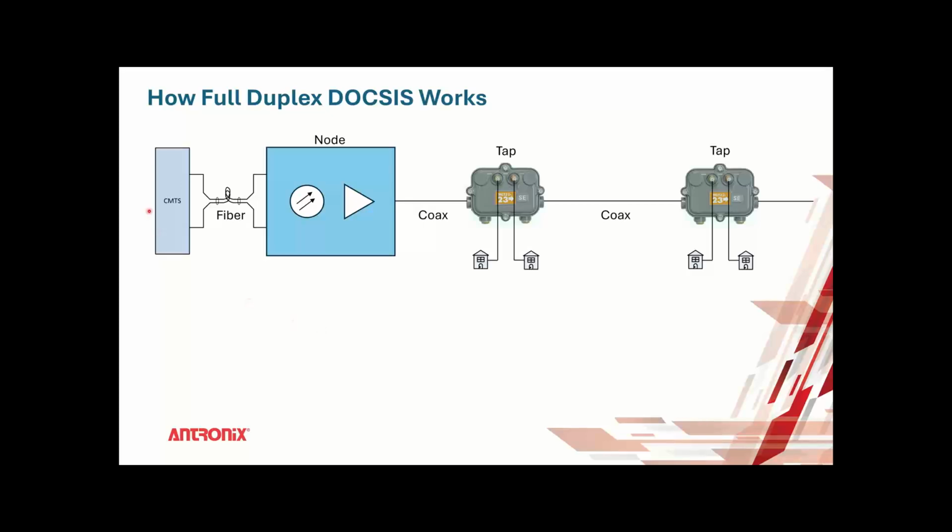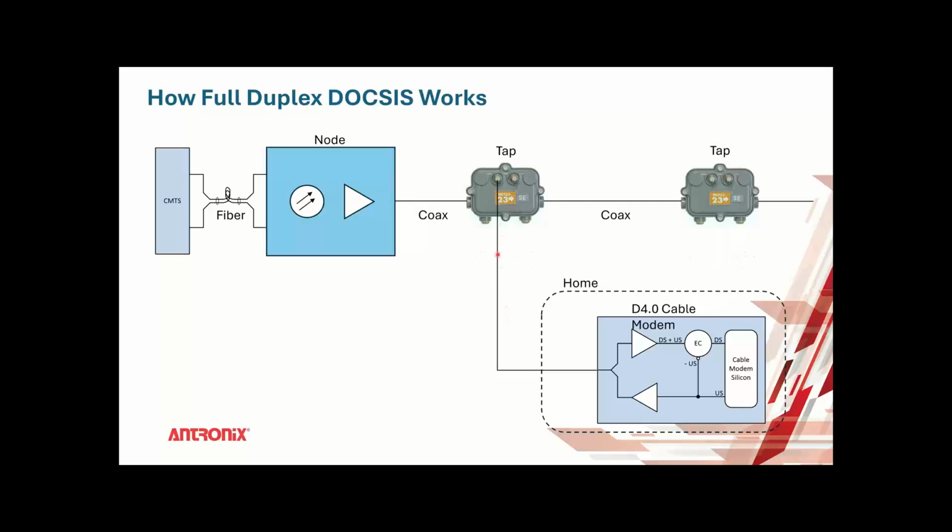So you typically have a CMTS fiber link connected to a node and a cascade of taps. And the taps' F ports are connected to individual homes. In one of those homes, you'll have a cable modem. And one of the key things about how FDX works is what's called an echo cancellation device inside the cable modem.